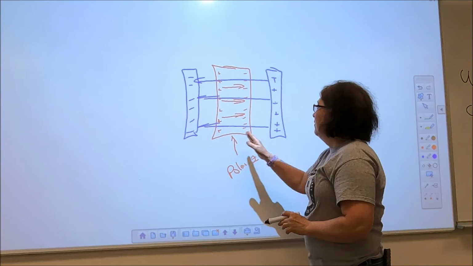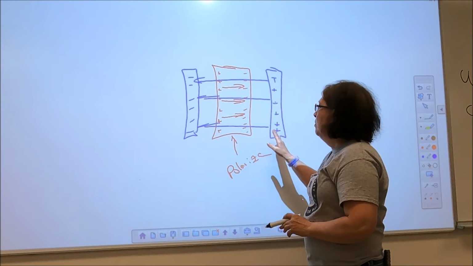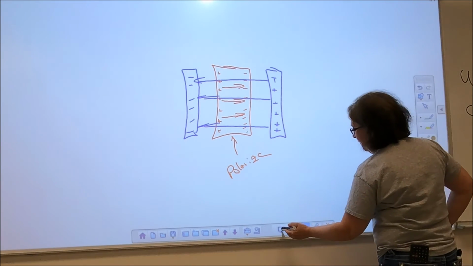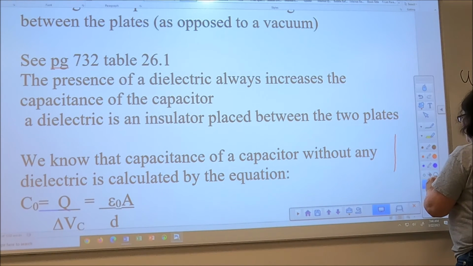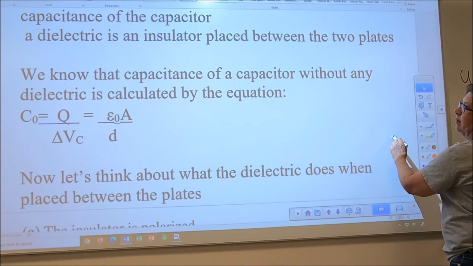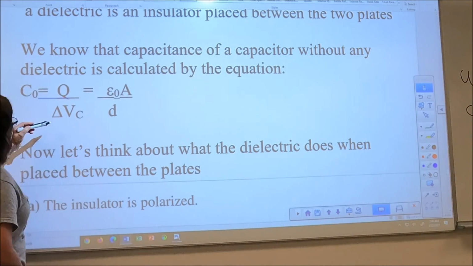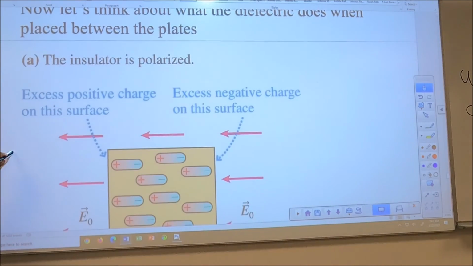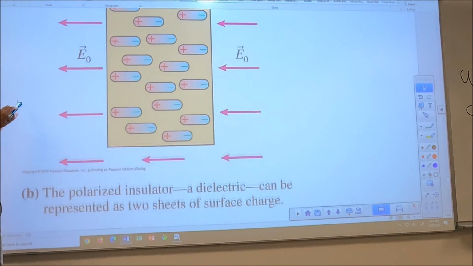So to get up to the electric field based on the voltage that I can put onto these plates, I'm going to actually have to put more charge on those plates. So, we know that the capacitance of a capacitor with no dielectric is Q over delta V, or epsilon A over D. We add in the dielectric, which is polarized and creates that field in the opposite direction.